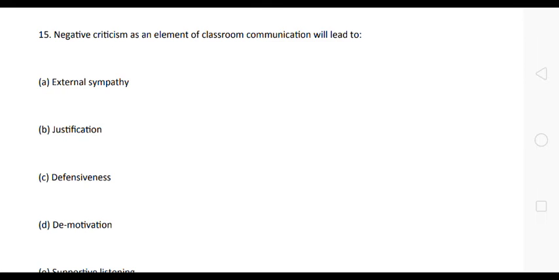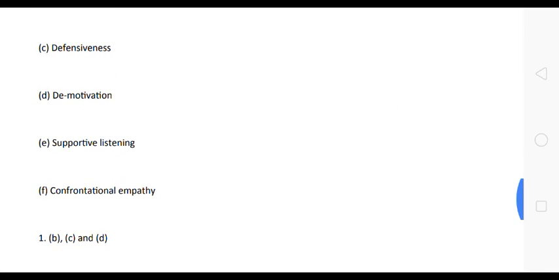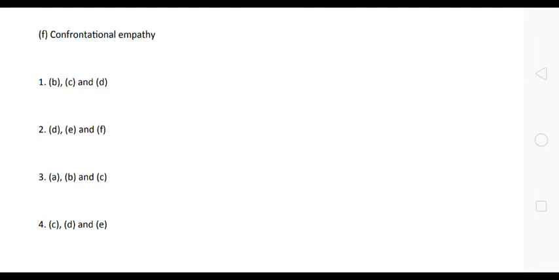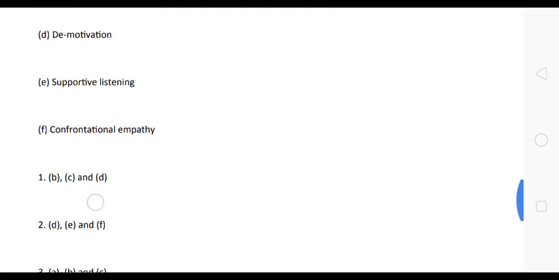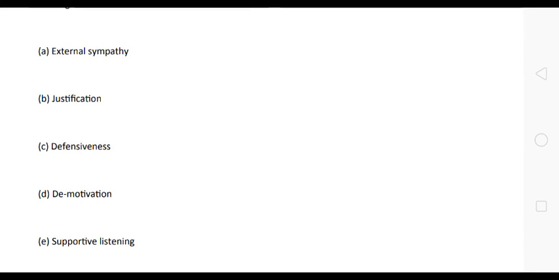The next question is, negative criticism as an element of classroom communication will lead to. Options are external sympathy, justification, defensiveness, demotion, demotivation, supportive listening, and confrontational empathy. Option 1 BCD, 2 DF, 3 ABC, 4 CDE. But the correct answer is 1, BCD. Negative criticism as an element of classroom communication will lead to justification, defensiveness, and demotivation.